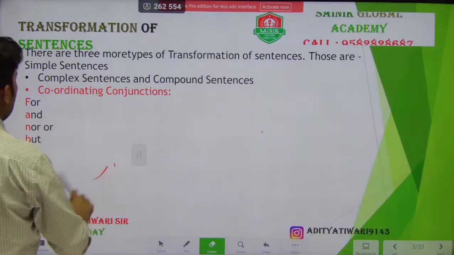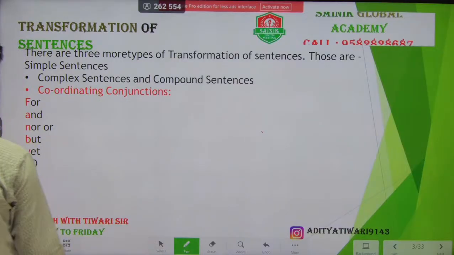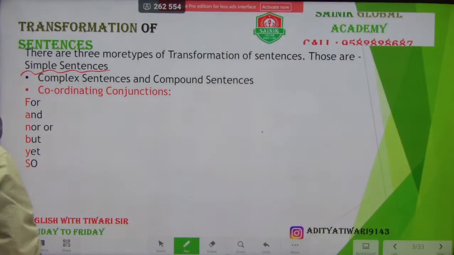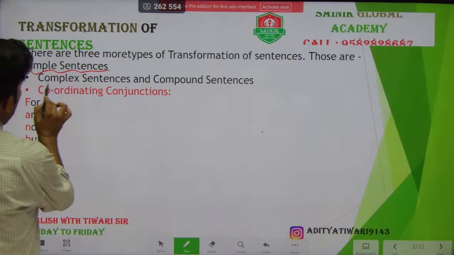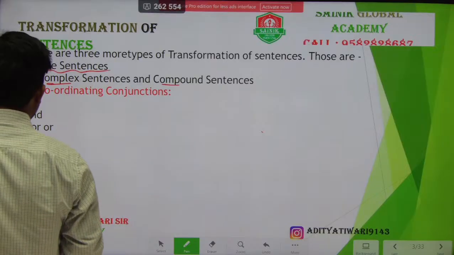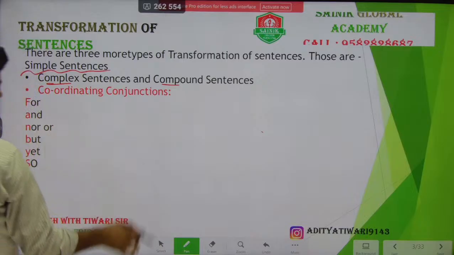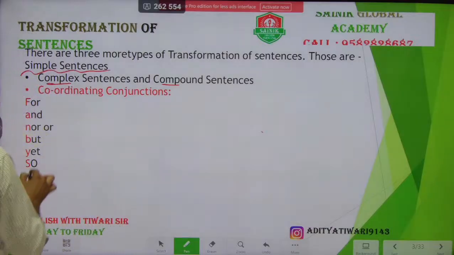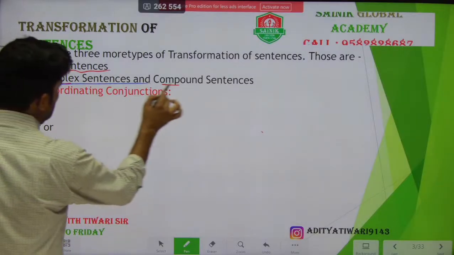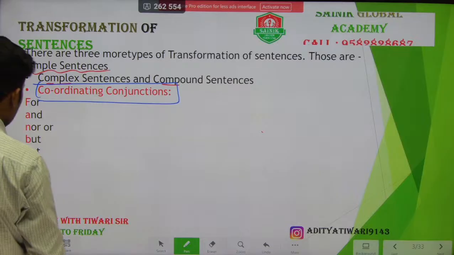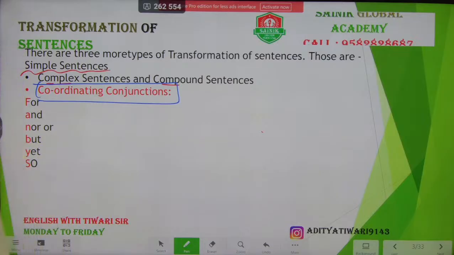Okay, so here you can see simple sentences. First of all we are going to study simple sentences, and after simple sentences we will study complex as well as compound. For understanding simple sentences, we need to understand coordinating conjunctions first, because simple sentences depend upon coordinating conjunctions. And in coordinating conjunctions, we need to understand one thing, that is FANBOYS.